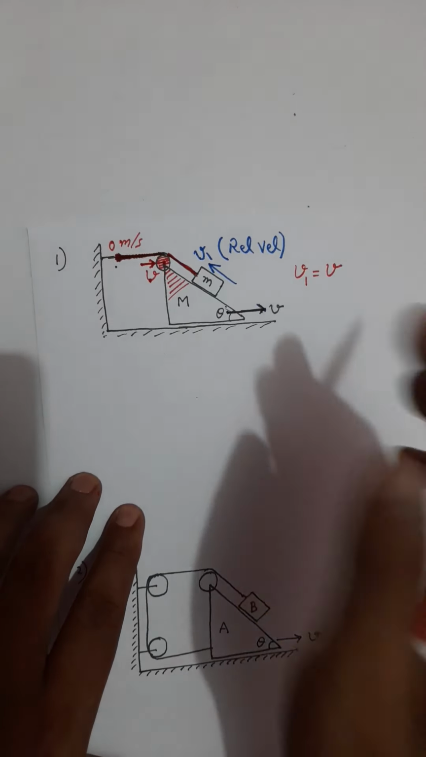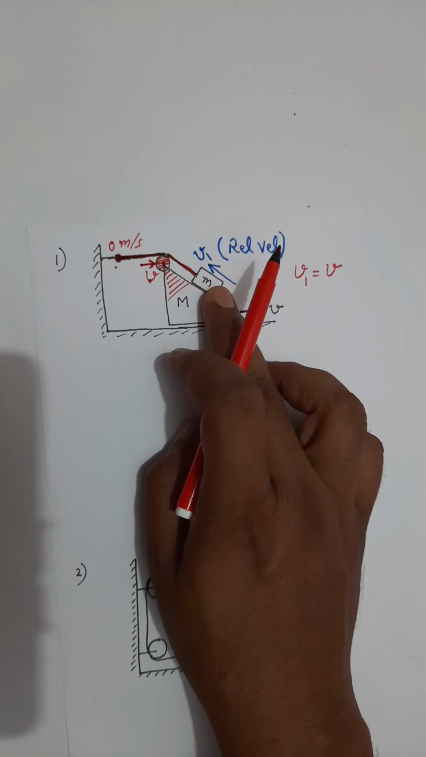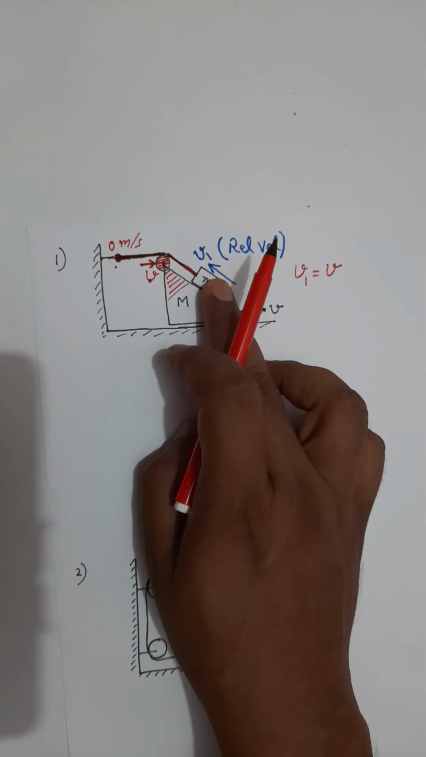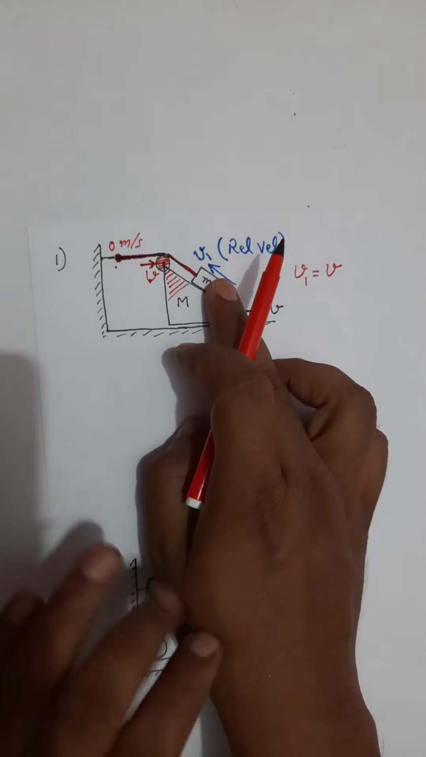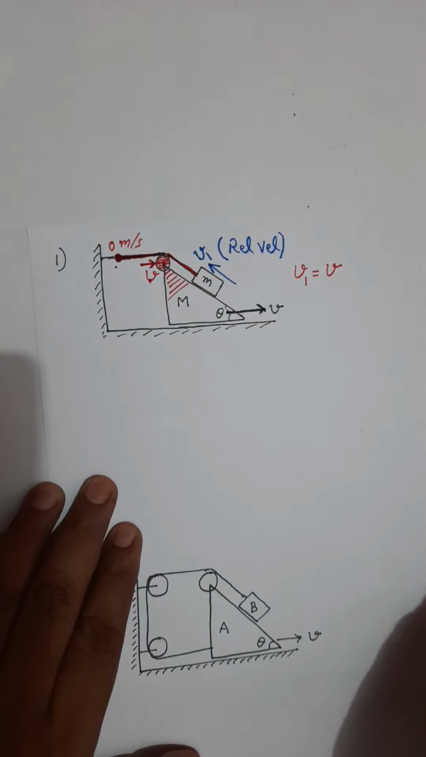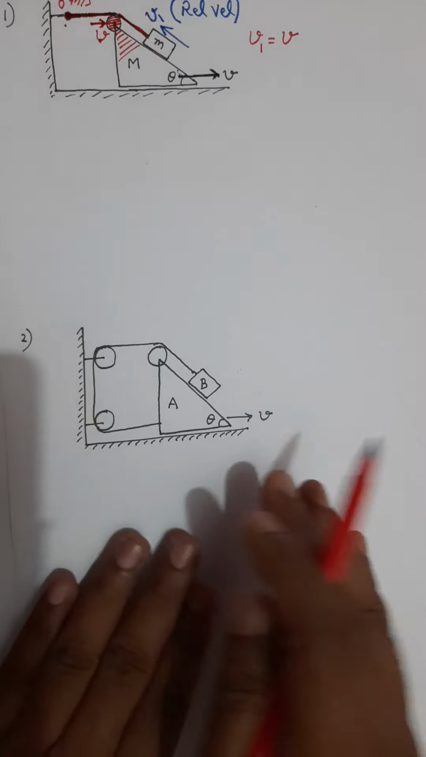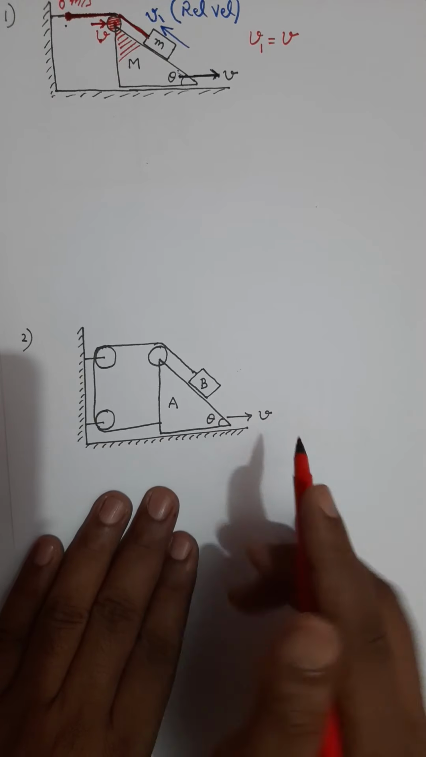I repeat, V1 is not the true velocity. It is not the absolute velocity of small m. Absolute velocity of small m will be the vector resultant of vector V1 and vector V. But that is not my goal at this moment. Now, move to the second question.